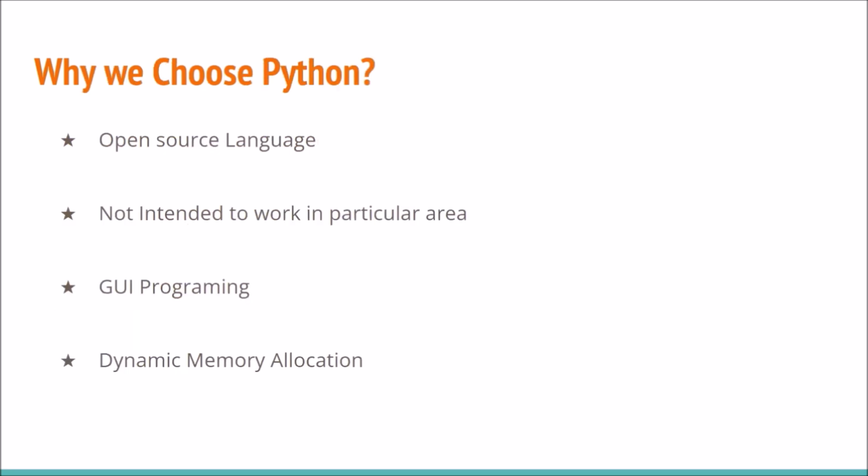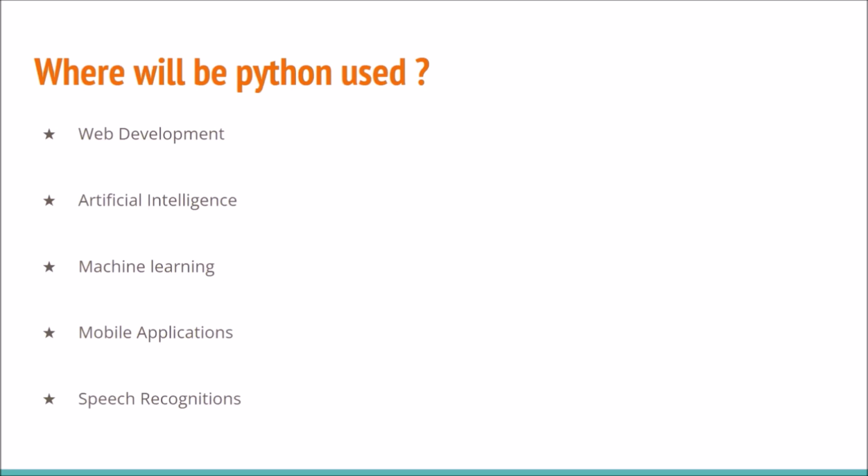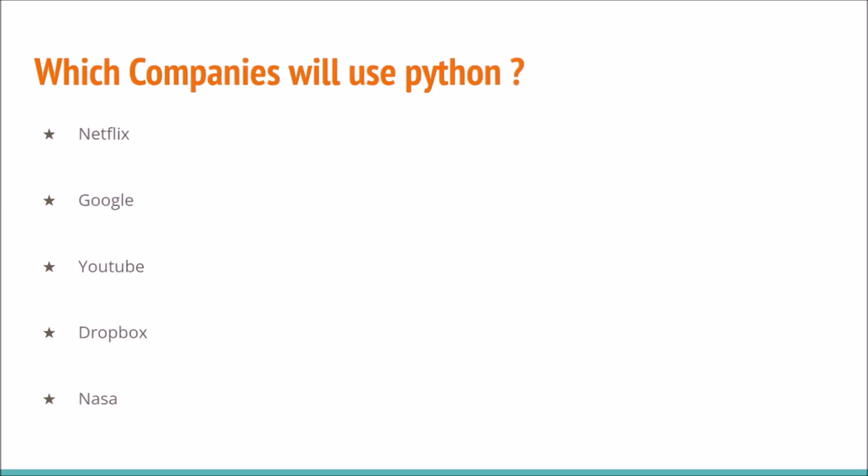Why we choose Python? Why we have chosen Python over other programming languages? Python is free to use and can be utilized in many work areas such as web development, automation testing, data science, artificial intelligence, and it supports GUI programming. As discussed, Python can be used in various fields like web development, application development, artificial intelligence, machine learning, speech recognition, etc. Companies using Python. Some of the companies using Python are Netflix, Google, YouTube, Dropbox, NASA, and many more.